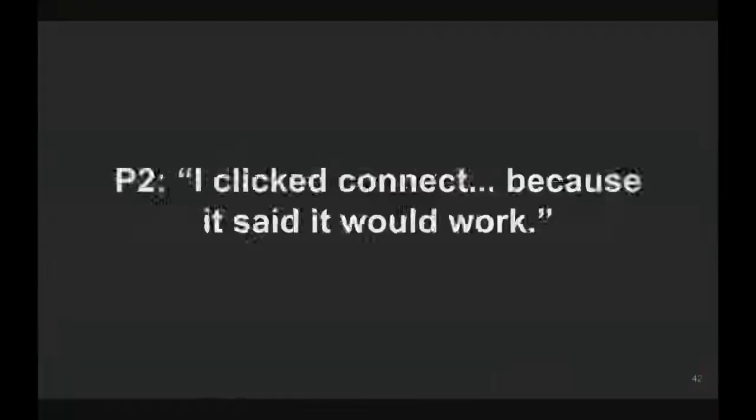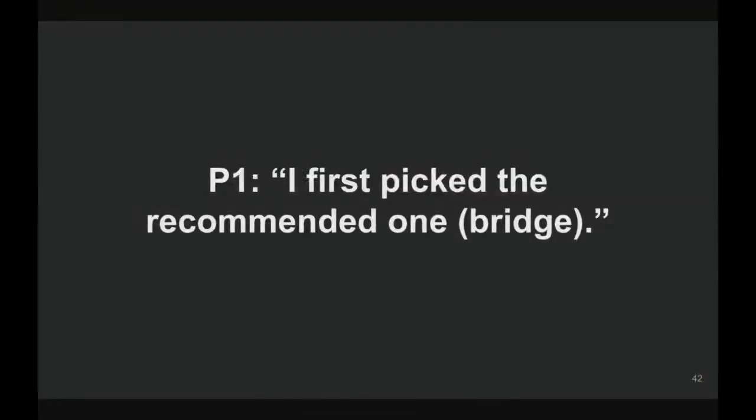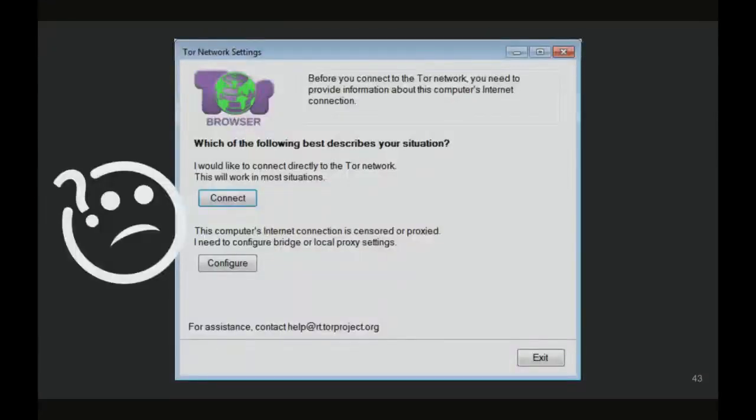We found out that users are actually pretty good at following directions, and I don't necessarily think that people who click connect because they thought it would work is broken because the interface tells them to do so. And a lot of people also pick the recommended bridge. But a lot of people were confused when they followed the directions and the directions didn't work and there were no further directions to help them along.